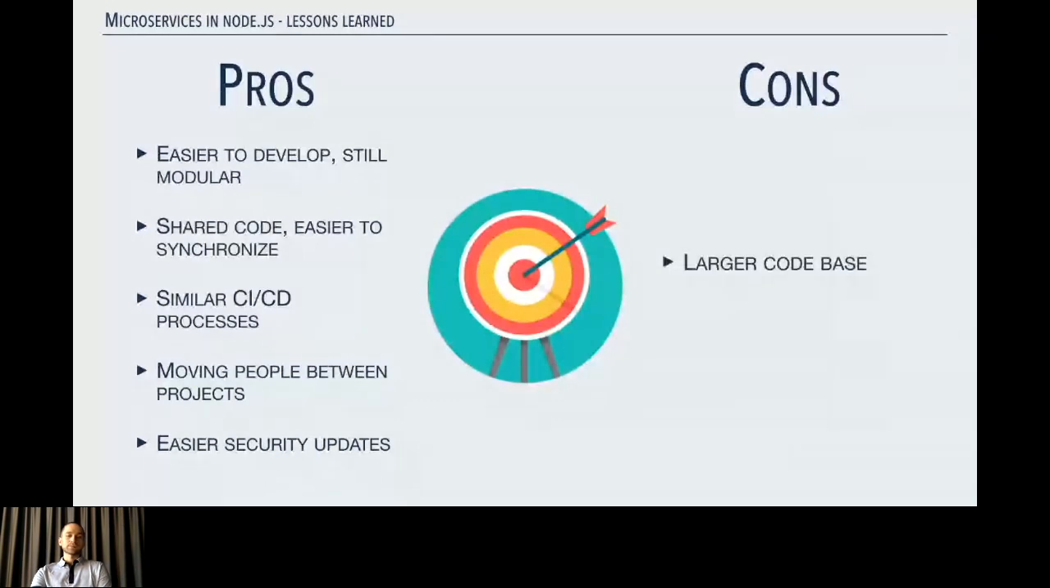One of the cons is that we have a larger code base because we need to put all of the microservices in one monorepository. But if we, of course, keep boundaries, then it's fine. But of course, we need to be aware of that, and we need to put some effort into it to keep those boundaries.